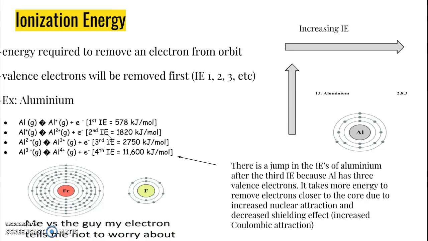After that third ionization energy, you start to remove core electrons. And it takes more energy to remove the core electrons due to increased nuclear attraction and decreased shielding effect, and that results in increased Coulombic attraction according to the formula of Coulomb's law.